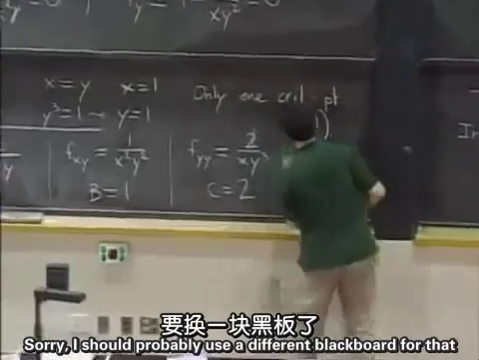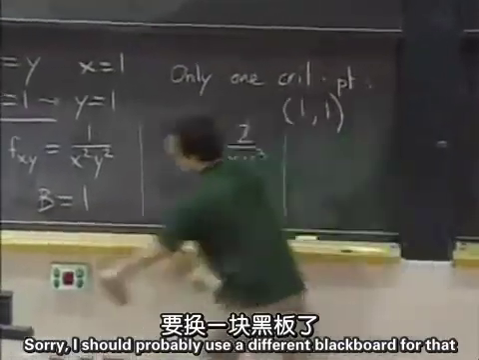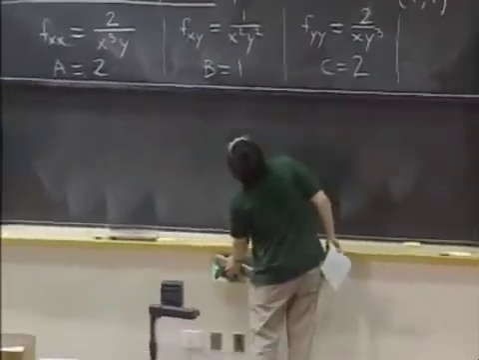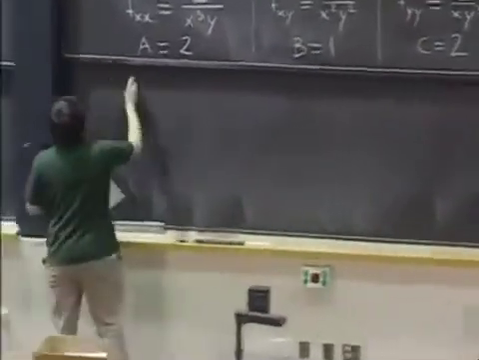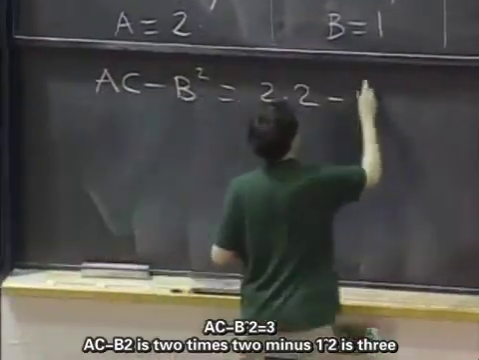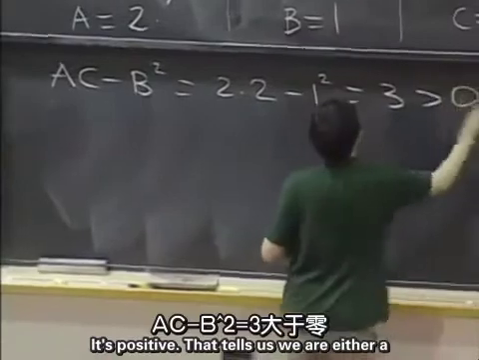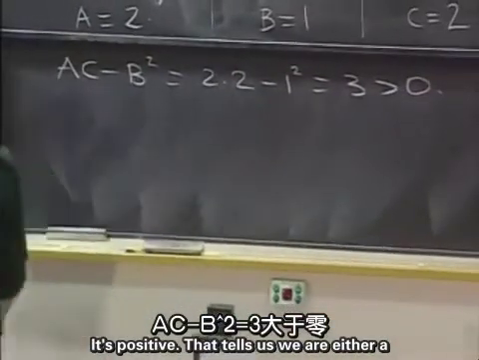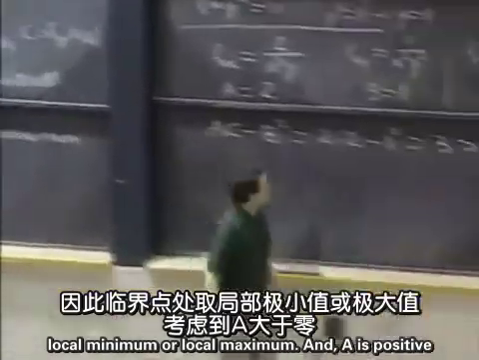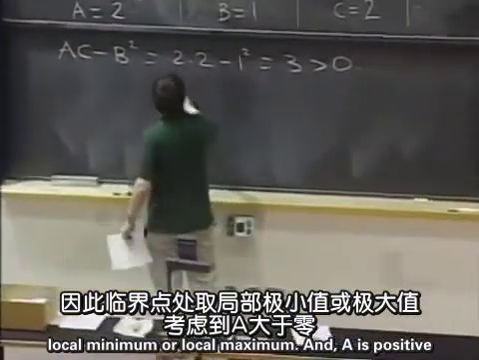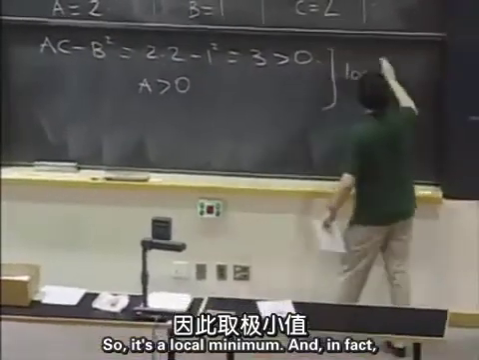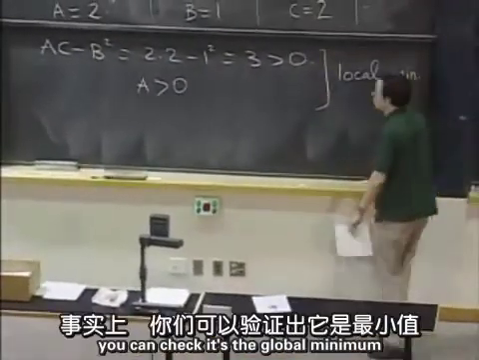So that tells us ac minus b squared is 2 times 2 minus 1 squared, which is 3, which is positive. That tells us we are either a local minimum or a local maximum. And a is positive, so it's a local minimum. And in fact, you can check it's the global minimum.